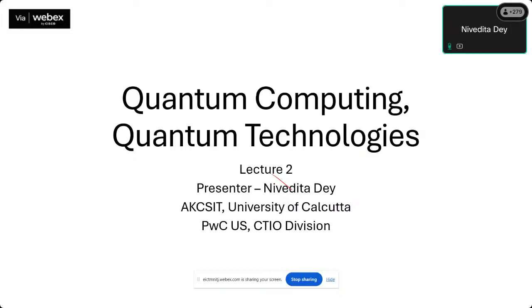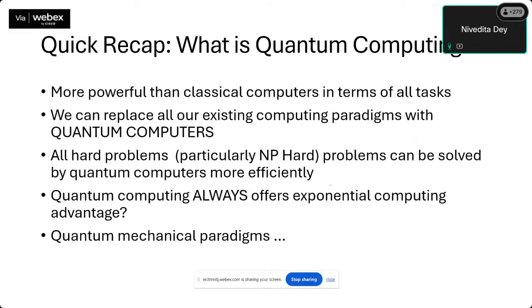So today is the second lecture for quantum computing and technologies. Initially we will start with a recap of what we have learned. Post that we will continue our session. There is a misconception which we tried to clear yesterday: that a quantum computer is more powerful than a classical computer in terms of all tasks. But we have seen that it is not really suitable for all tasks. There are certain types of tasks for which we might need a quantum computer. That means there has to be a feasibility analysis and a requirement analysis before we take up any use case. This is very important.